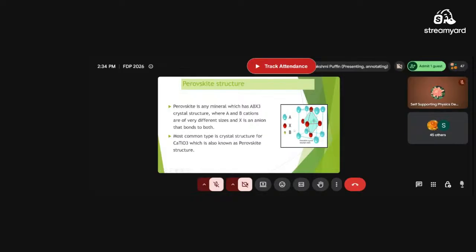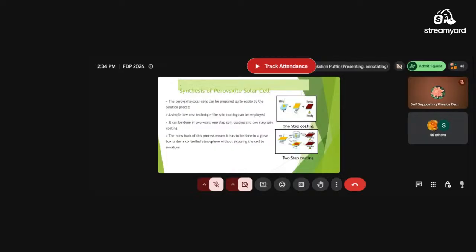And this is an example I have given here: cadmium, titanium, and trioxide. They have used this one because it is the most common example. How do we prepare it? There are a number of methods, and what we are working on is the sol-gel method and spin coating methods. We are working on how to synthesize the process using these.